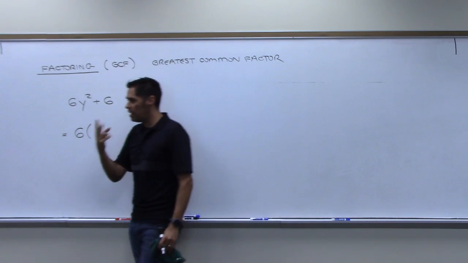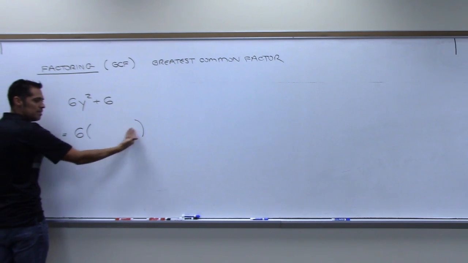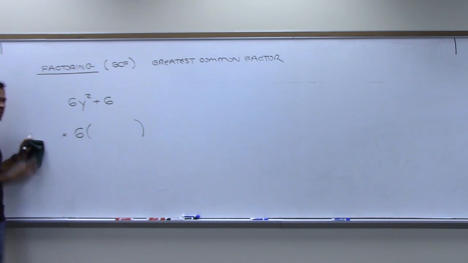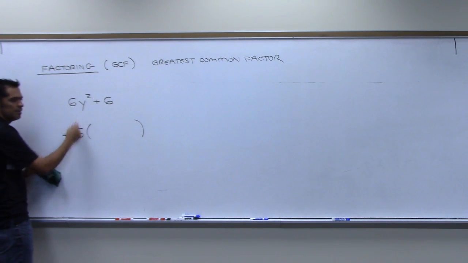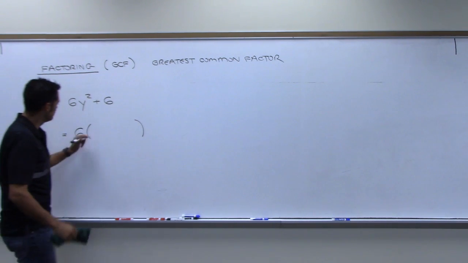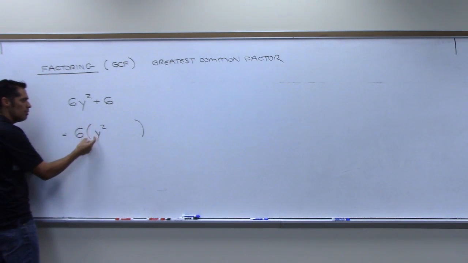And the reason I'm going to say 2 terms is because that's what I started with, right? 2. So I need enough space in here for 2 terms. And then I just ask myself a couple of questions. What do I multiply 6 by to get that? So what's missing? I have a 6. What do I not have? A y squared. So if I put a y squared here and I distribute, I would get back that first term.